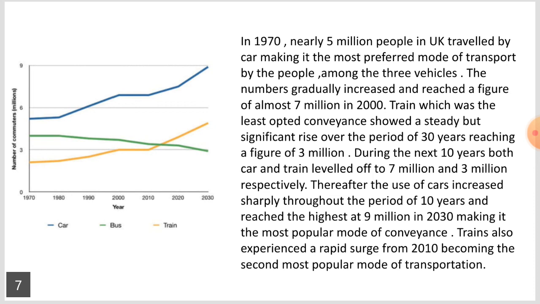During the next 10 years, both car and train leveled off to 7 million and 3 million respectively. Thereafter, the use of cars increased sharply throughout the period of 10 years and reached the highest at 9 million in 2030, making it the most popular mode of conveyance. Trains also experienced a rapid surge from 2010, becoming the second most popular mode of transportation.